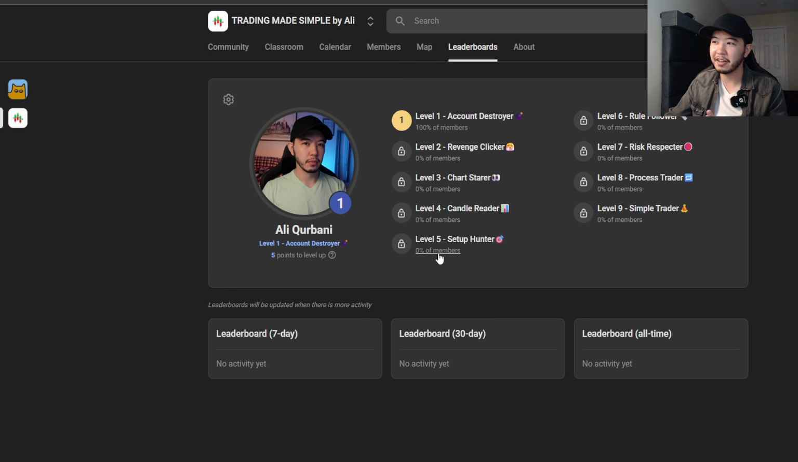And I made some fun levels. So the more you engage, the more levels you are going to gain. And I made them funny levels. So a candy destroyer, revenge clicker, and then you go all the way down to a simple trader, and at each level you get to unlock some sort of prize, either a one-on-one call or something. I'll come up with something. I don't know yet, but we're going to have a lot of fun.